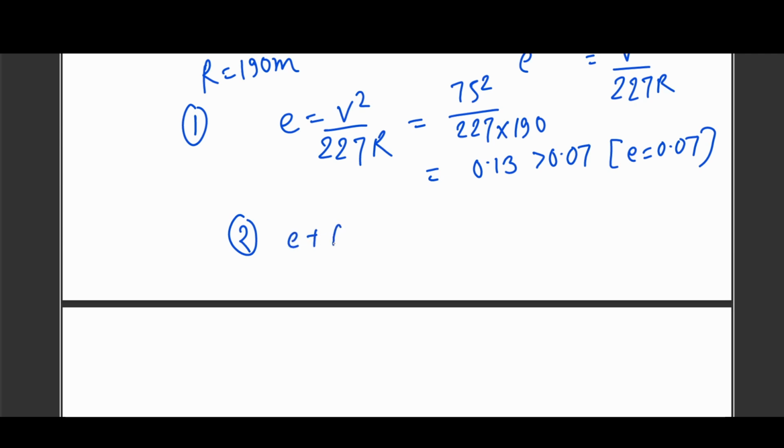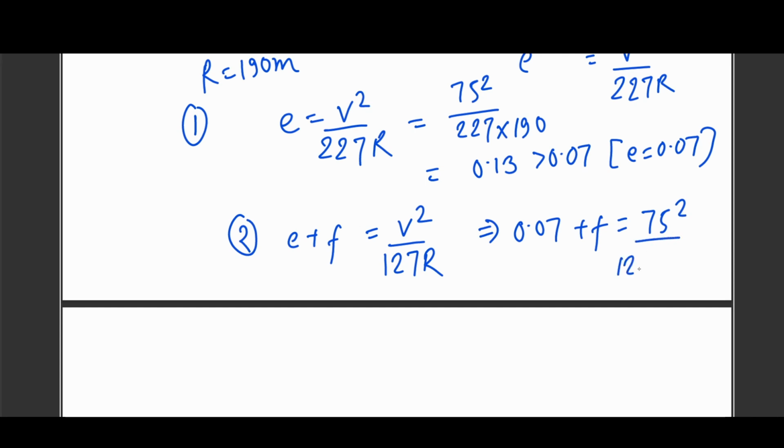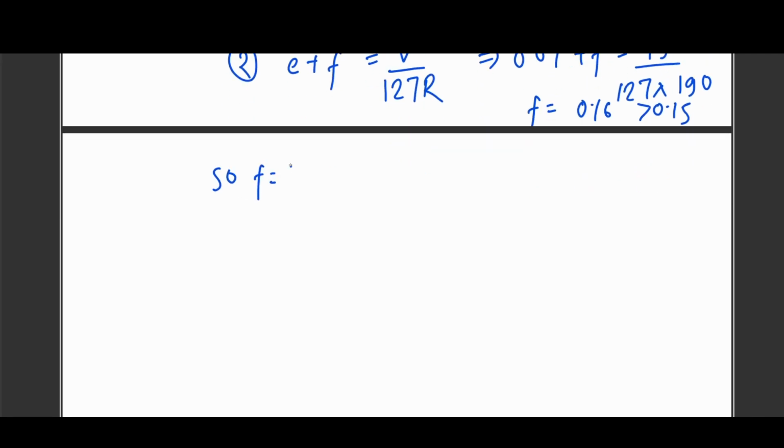And for the second step, e plus f, we need to consider f because obviously the super elevation exceeds the value of maximum super elevation. So super elevation alone will not be sufficient to counterbalance the centrifugal force, so we need to have the coefficient of friction. For this we design it like this. In this case we should design it as 127 R. Right now it will be e, given as 0.07, plus f equals 75 square divided by 127 into R, which is given as 190. So the answer of f will be 0.16, which is greater than 0.15. So we provide the maximum value of coefficient of friction, f equals 0.15.